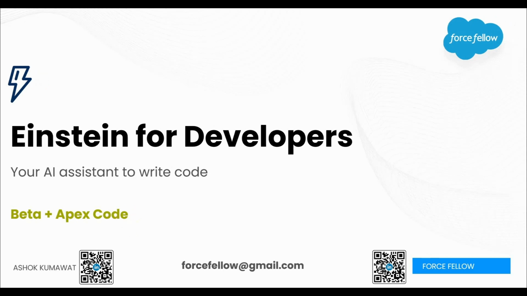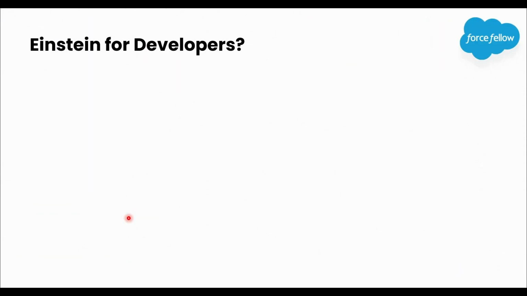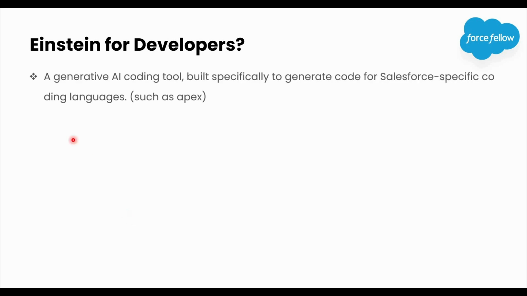Alright. So let's start and see what is Einstein for Developers. Einstein for Developers is a generative AI coding tool which is built specifically to generate code for Salesforce specific coding languages such as Apex. And Einstein for Developers is built on the Salesforce platform. This means it is quite familiar with the Salesforce environment and can easily access org metadata and code. So due to that, it can give us recommendations based on our existing code.